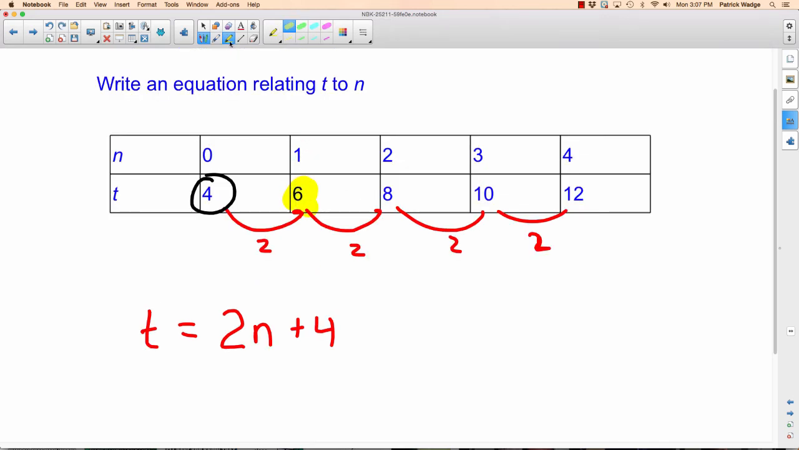Let's try this one now. So this is our first term. So we're going to put 1 into this right here, this n. So we'd have 2 times 1, which is 2, plus 4 is 6. Yep, it worked. Let's try this one. We put 2 into the n. 2 times 2 is 4, plus 4 is 8. Yep, it worked. Let's try this one. 2 times 3 is 6, plus 4 is 10.